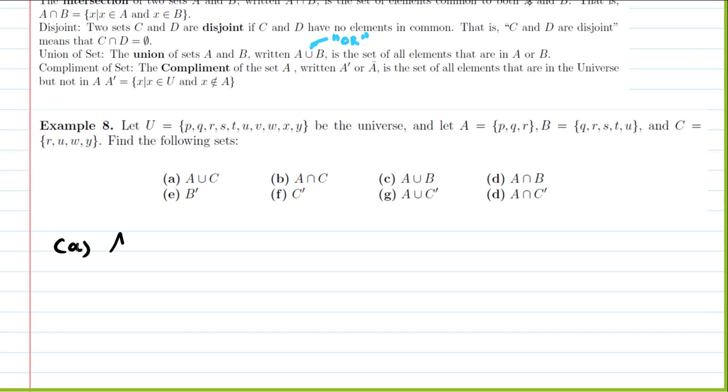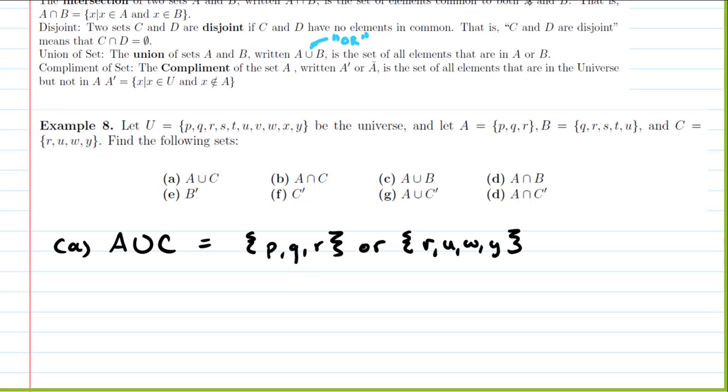So for A, we want A union C. Well, our set A is P, Q, R, and our union is the OR C. And that is R, U, W, and Y. So the set A union C is the set of things that is in either set. It's either in here or in here.